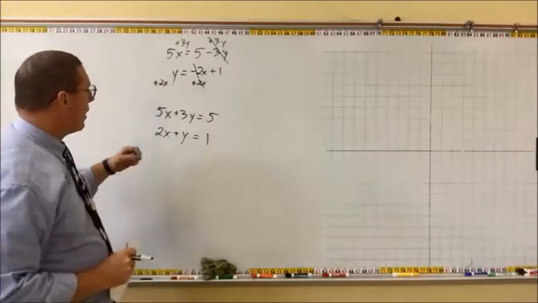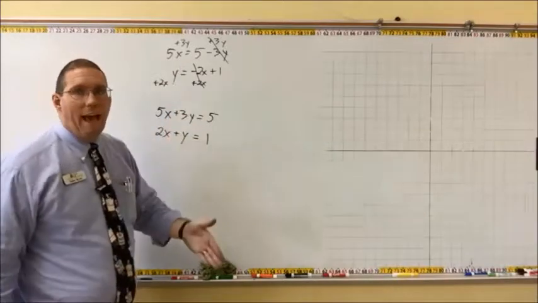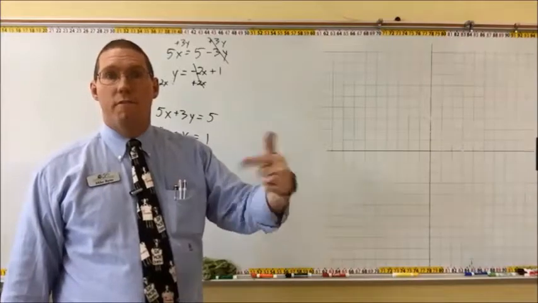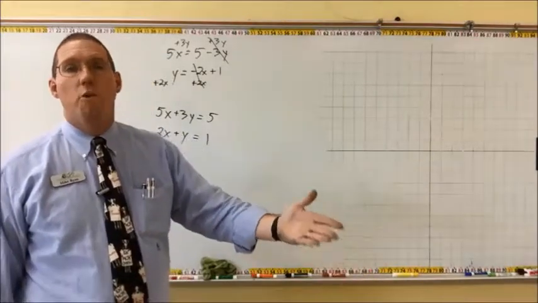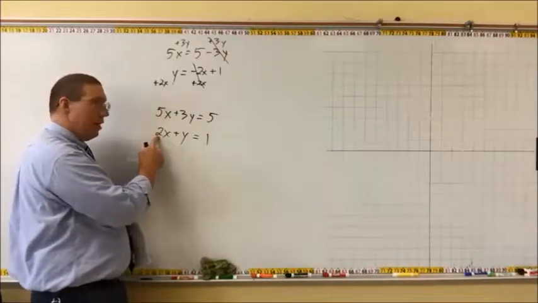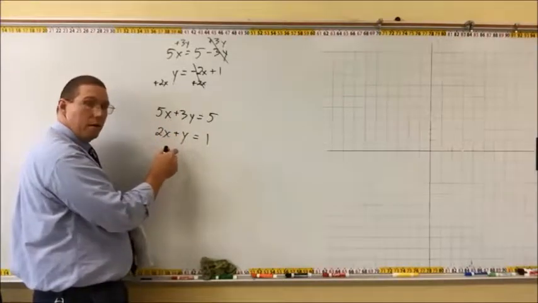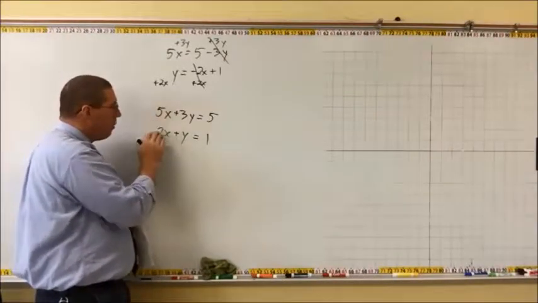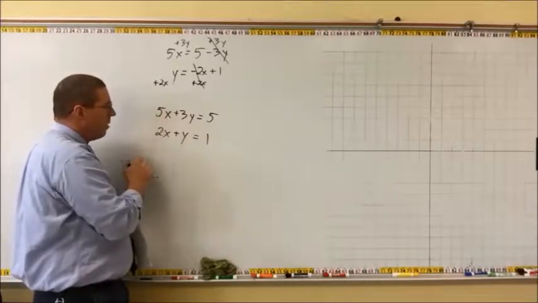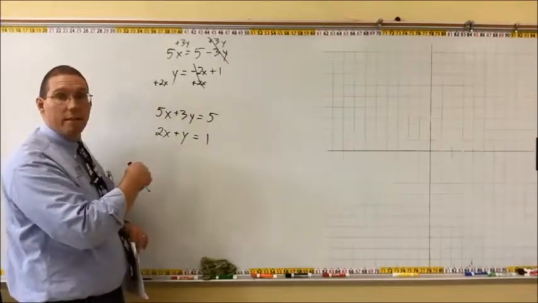Now what I need is for either my x's or my y's to have the same number in front of them. But one of them has to be the same number positive, the other one has to be the same number negative. And the way that I can accomplish that, if it's not already, here's a 5. I would need a negative 5 here. Here's a 3. I would need a negative 3 here. Okay? And I can multiply both of them. Like up here, I can multiply this by 2, and that would give me 10x. And down here, if I multiply by negative 5, that'll give me negative 10x. And then they can cancel.